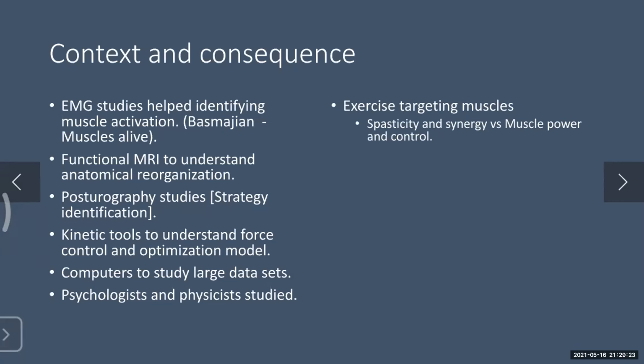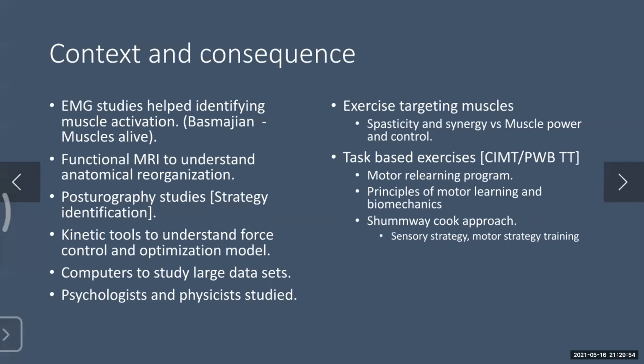And the consequences: exercises targeting muscles were more common, right? Previously, people were thinking of spasticity reduction, synergy patterns, bringing out a proper flexor synergy, extensor synergy. From there, it moved on to, okay, we can also give strengthening exercises because muscles are also weak and the weakness is required for controlling. So muscle power and control were given more emphasis because the brain was directly controlling the muscle. If the brain is not functioning, we go in and control the muscle, right?